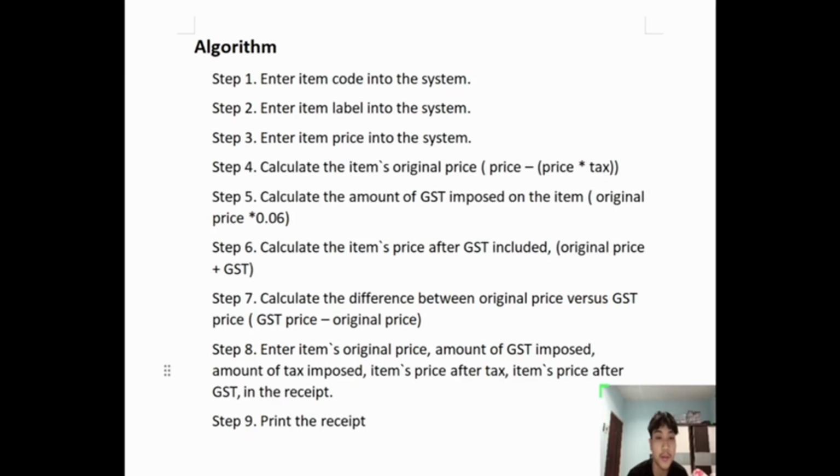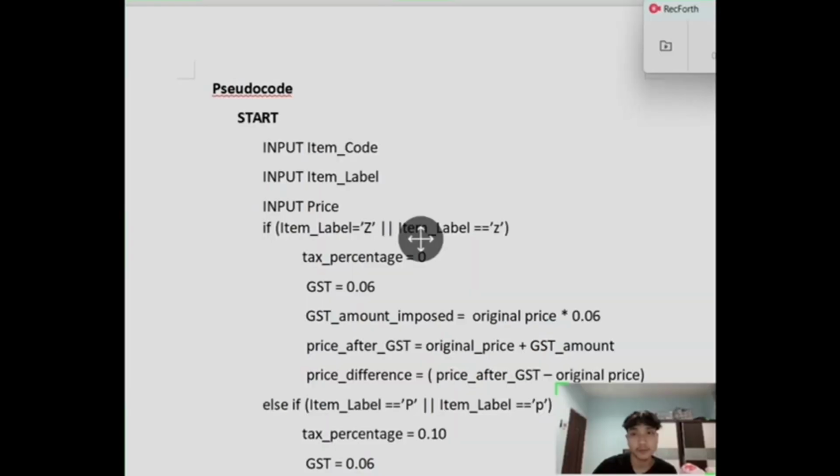GST price minus original price. Step 8 is enter the item's original price, amount of GST imposed, amount of tax imposed, and item's price after GST in the receipt. Step 9 is print the receipt. Next we go to pseudocode.